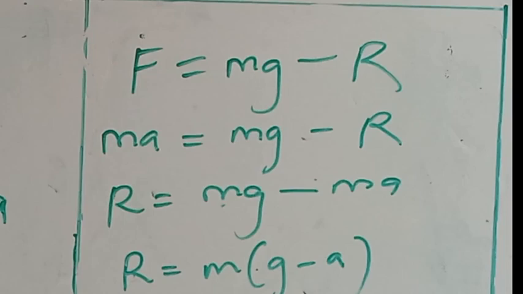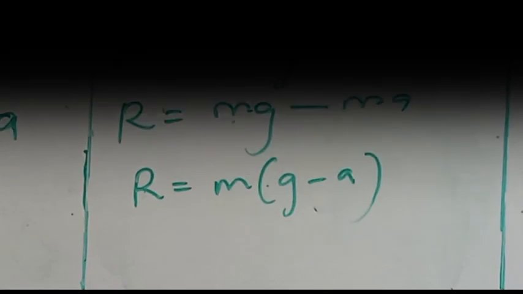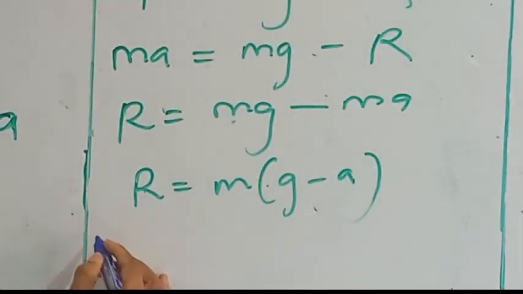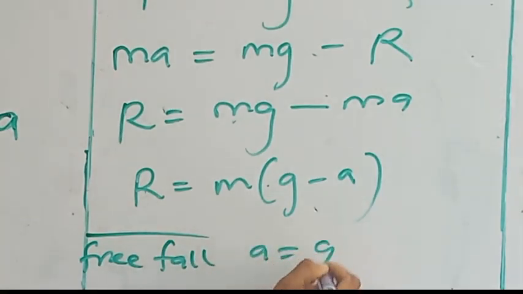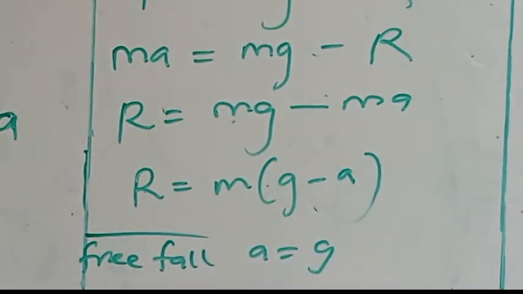Now the final case we are going to look at is, what if the lift falls freely? For instance, if the cable is cut, if it falls freely, for free fall, the acceleration will be equal to the acceleration due to gravity. Hence, the case of weightlessness. So when it falls freely, acceleration a will be equal to g.